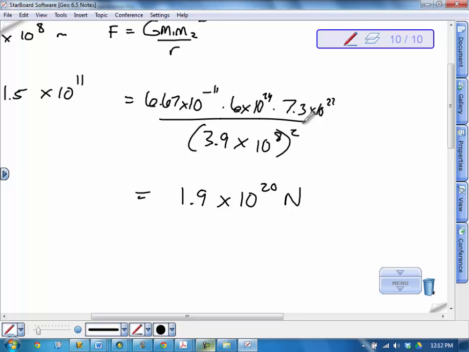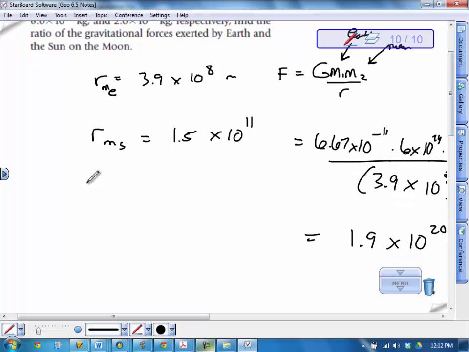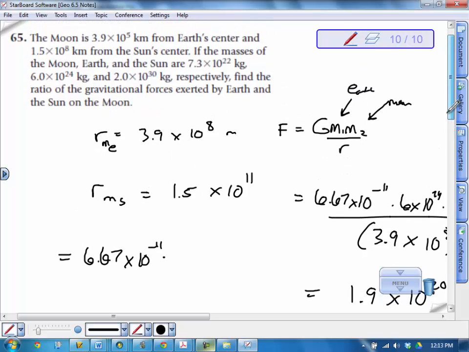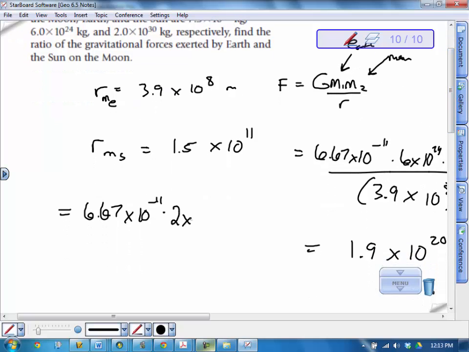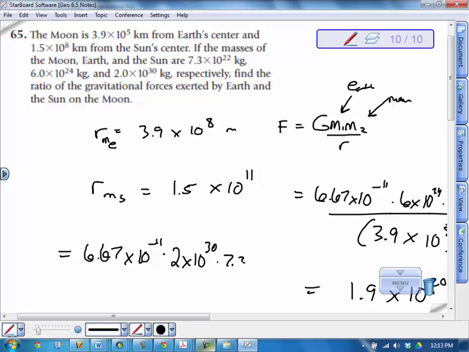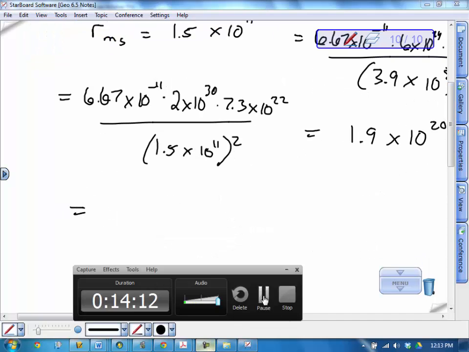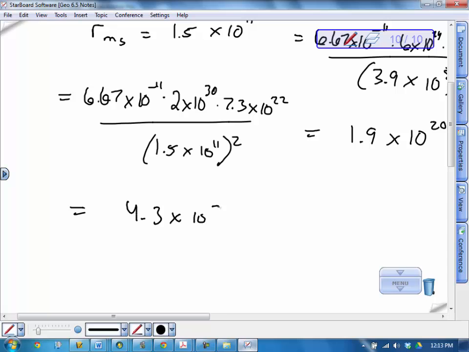Okay, now we're going to do the same thing, only this time we're going to do it with the numbers for the Sun. We're going to use the same formula, so it's G, which is 6.67 times 10 to the negative 11, times the mass of the Sun, which is 2 times 10 to the 30, times the mass of the Moon, which is 7.3 times 10 to the 22, divided by the distance between them squared, which is 1.5 times 10 to the 11 squared. Now if you simplify that, you should get 4.3 times 10 to the 20.